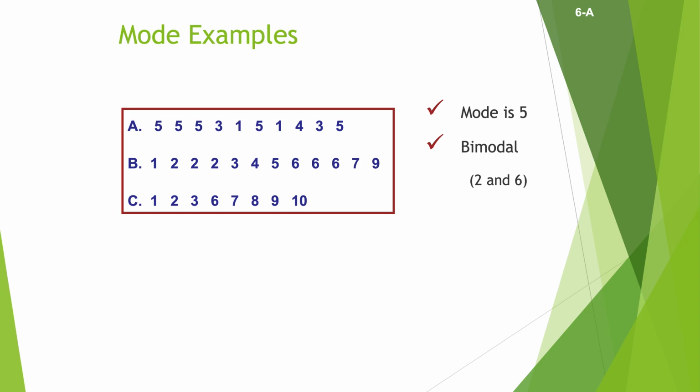And then what about C? Well, in C, there is no mode, no number of repeats. So it's possible to have 1 mode. It's possible to have more than 1 mode. It's possible to have no modes, depending on the data set that they give you. Again, for the mean, I really don't think that we need to go too crazy on the mean, but you just add up all the scores and divide by how many terms there were.